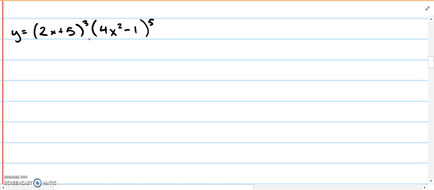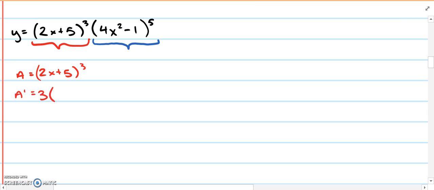So the difference in this particular problem is your A and B both have a chain rule involved in them. It's not good enough just to deal with that outside x formula. You're also going to have to deal with the inside. So identify your two pieces. A is 2x plus 5 to the third power, which is going to make A prime 3 times 2x plus 5 squared times 2. Somebody says, where did the times 2 come from? Remember that times 2 is that inside derivative part. That is your chain rule.